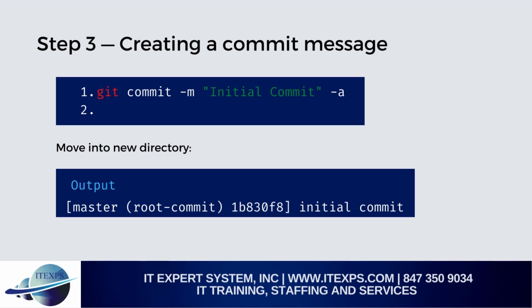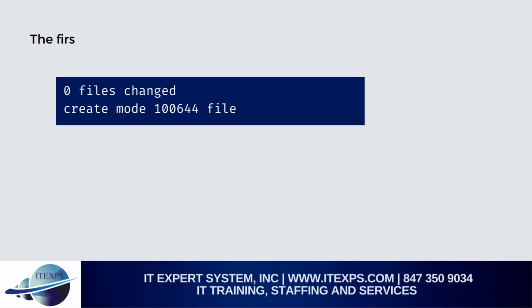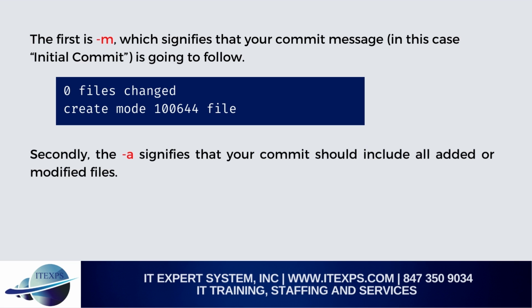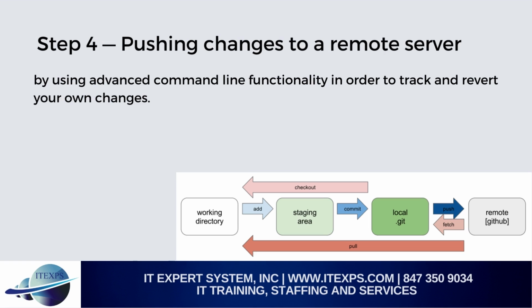There are two important parameters of the above command. The first is -m, which signifies that your commit message, in this case initial commit, is going to follow. Secondly, the -a signifies that your commit should include all added or modified files. Git does not treat this as the default behavior, but when working with Git in the future, you may default to including all updated files in your future commits most of the time. In order to commit a single file or a few files, you could have used. In the next step, you will push this commit to a remote repository.